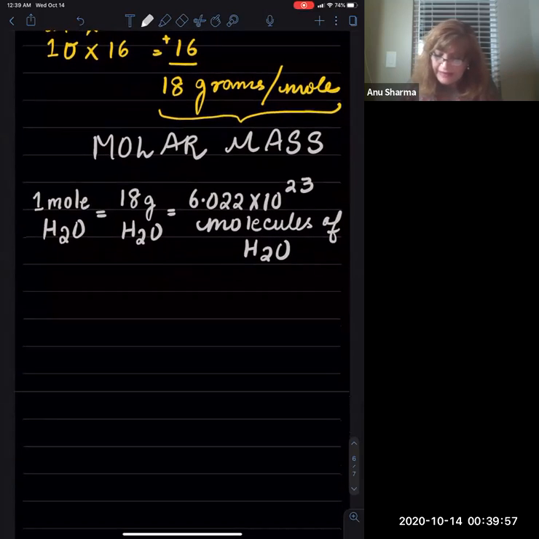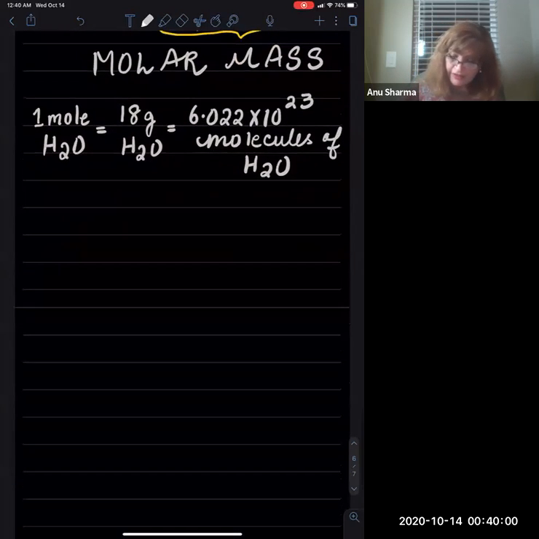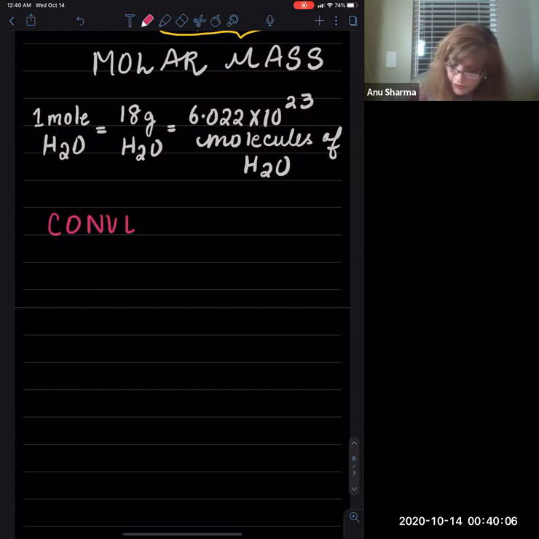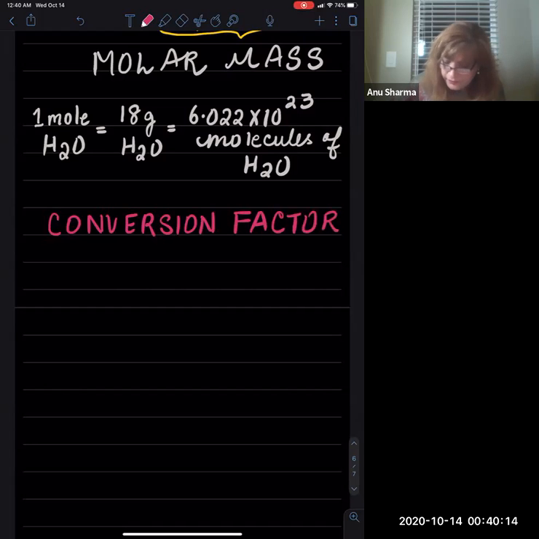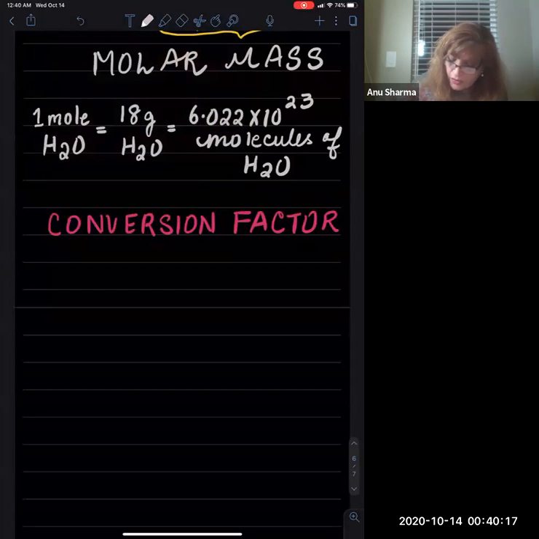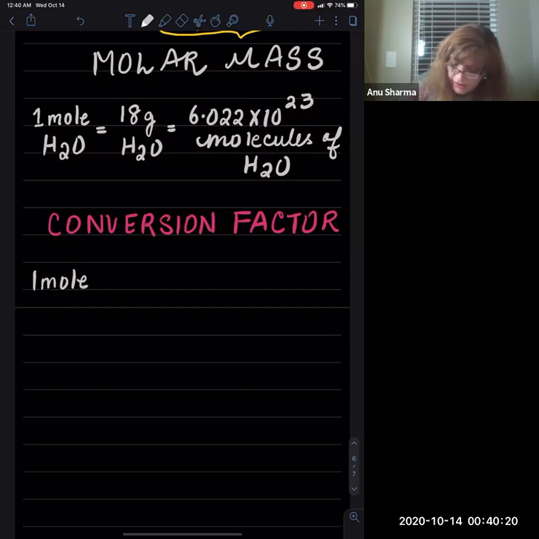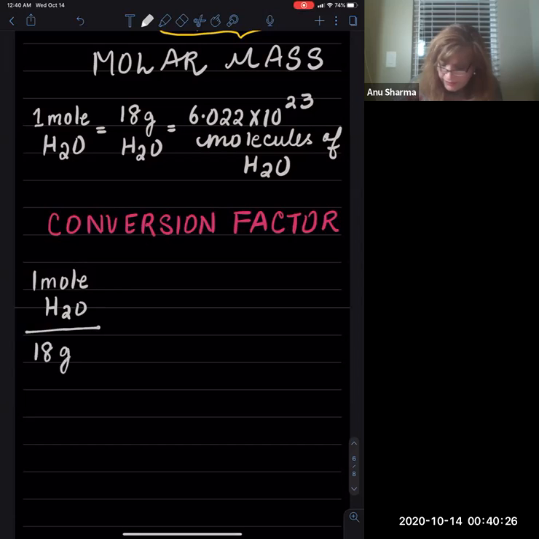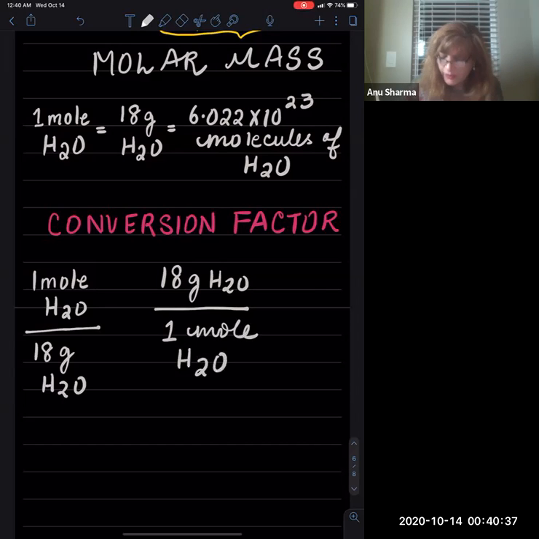Now the next thing is the same conversion factors. I just want to write this, so it's kind of a review also for you guys. So what are these conversion factors? Conversion factors here are going to be 1 mole of water over 18 grams of water. That's the weight. Or 18 grams of water over 1 mole of water. Okay, so this is one conversion factor.